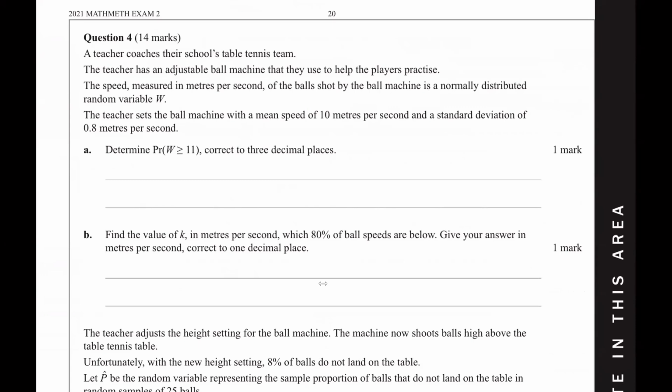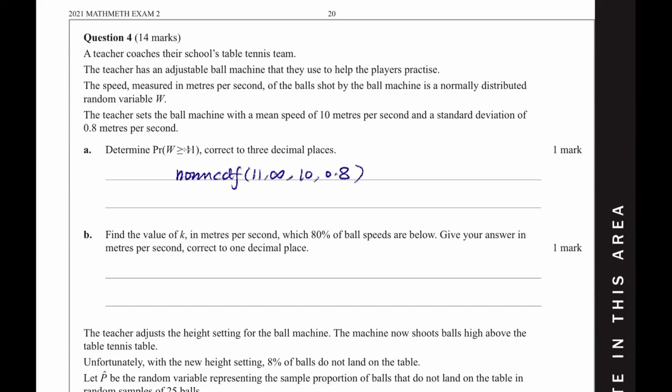A teacher coaches their school table tennis team. The teacher has an adjustable ball machine that they use to help the players practice. The speed measured in meters per second of the balls shot by the ball machine is a normally distributed random variable W. Mean is 10 and standard deviation 0.8. Determine probability W greater than or equal to 11 correct to 3 decimal places. So probably use norm CDF 11 infinity 10 0.8.